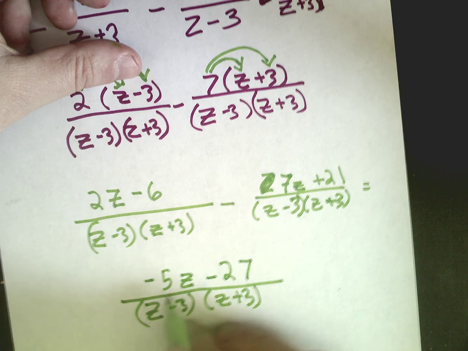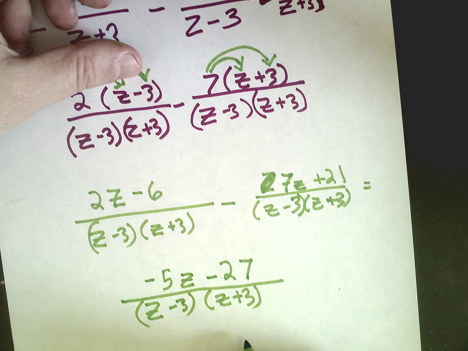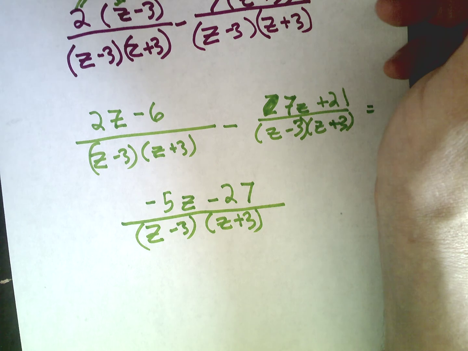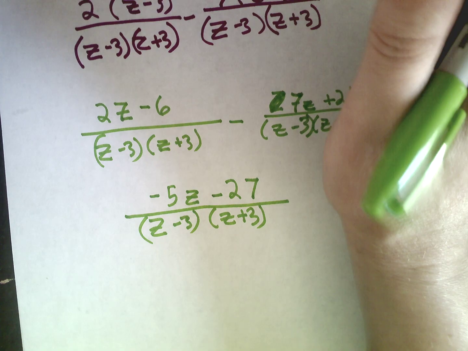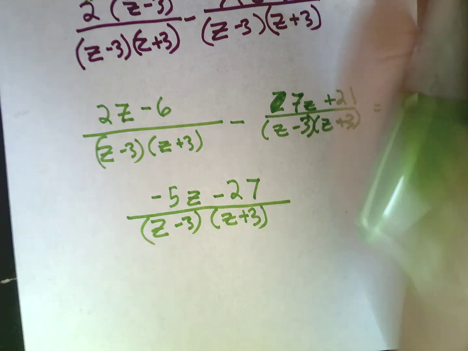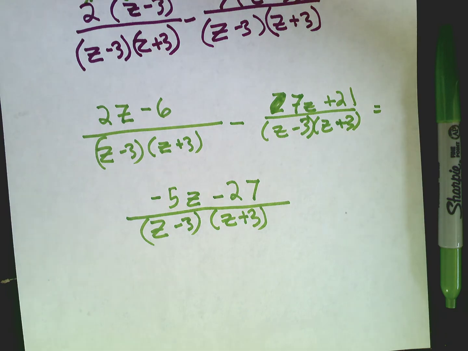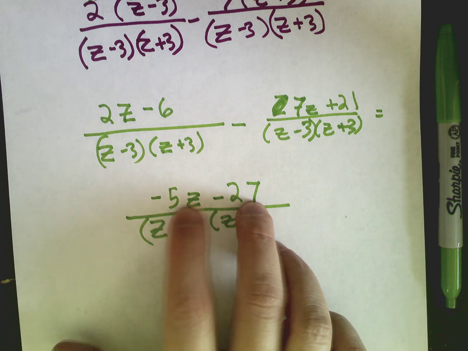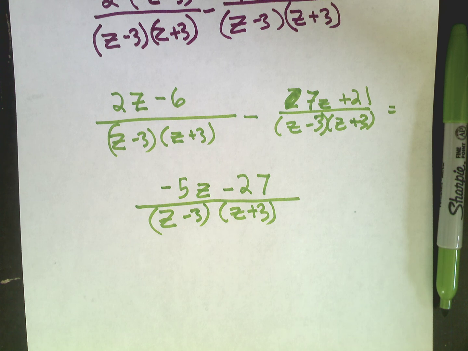Now I can't reduce this numerator. I can't add 5z and negative 27. They're not like terms. I look around and there's nothing else I can do, so I stop. That's my final answer. All right, guys. Sometimes you might be able to factor these, and that's a little bit different. But for now, you don't have to factor. Okay, I'll talk to you guys later. See you tomorrow.